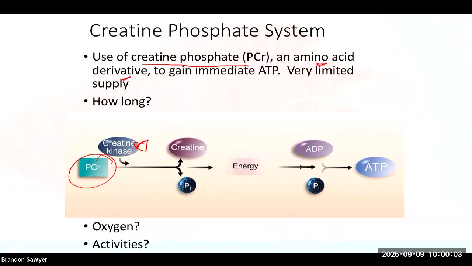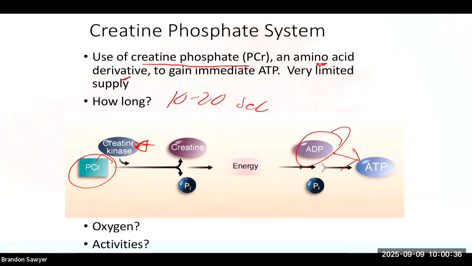By use of this enzyme, creatine kinase, we can pull that phosphate off and then add it to ADP, right? Which is then going to form ATP, right? So simple, simple reaction, happens very, very fast. When we're thinking about how long this energy system can last if we're doing an all-out sprint, it's not long. It's somewhere around 10 to 20 seconds.